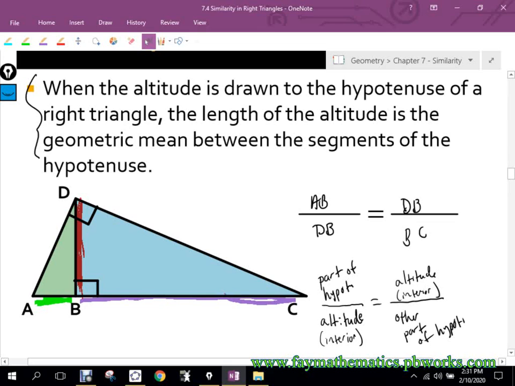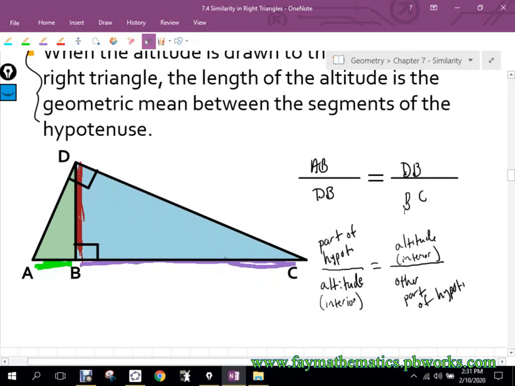Now, like I said, that only works if this is constructed. If that segment is not there, or you don't know if it's a right angle, or you don't know if the overall triangle is a right triangle, you cannot do this. So this works in one situation. You have a right triangle overall, and you're drawing the altitude from the right angle to the hypotenuse.